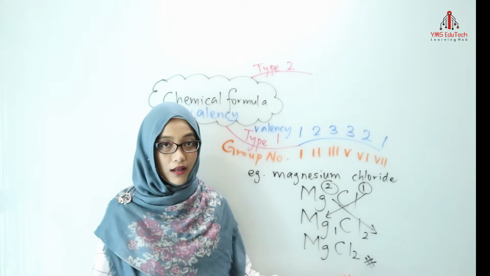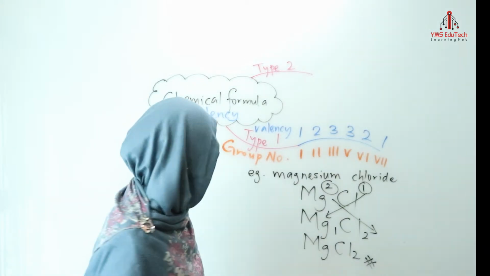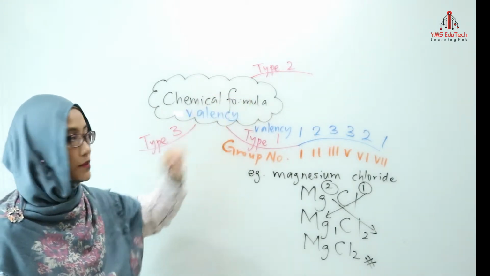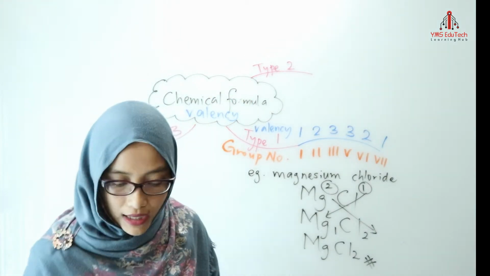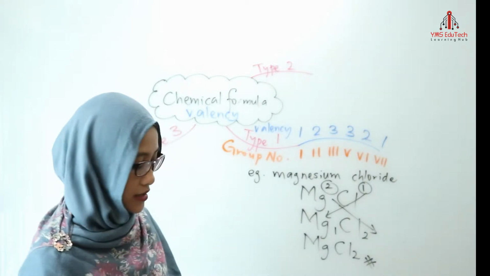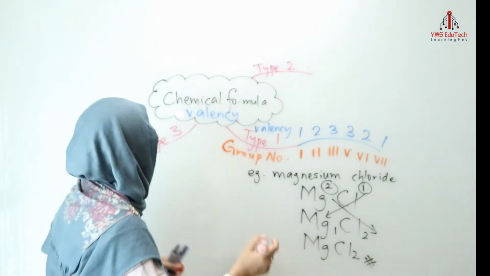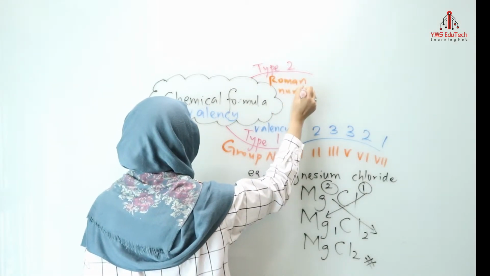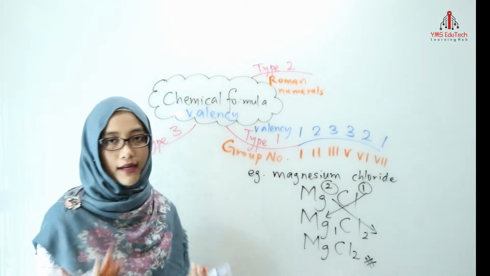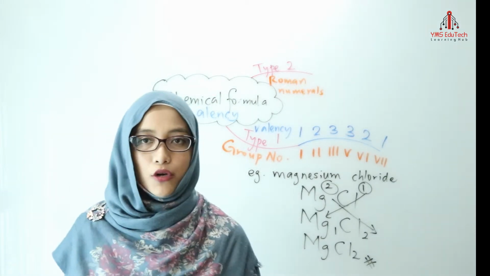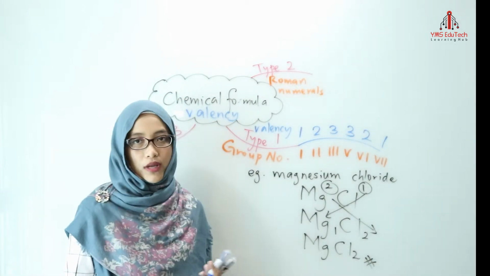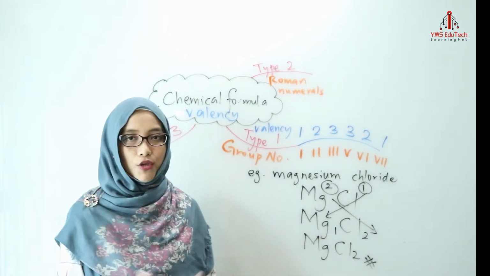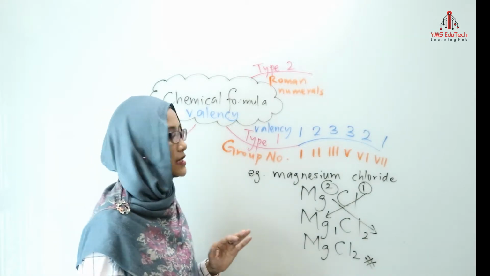Alright, that's all. Finish. Okay, next, let's move on to type 2. Type 2 involves Roman numerals. What kind of elements carry Roman numerals in the name? Last week we looked at transition metals. Transition metals carry the Roman numerals in their name because transition metals are special metals.